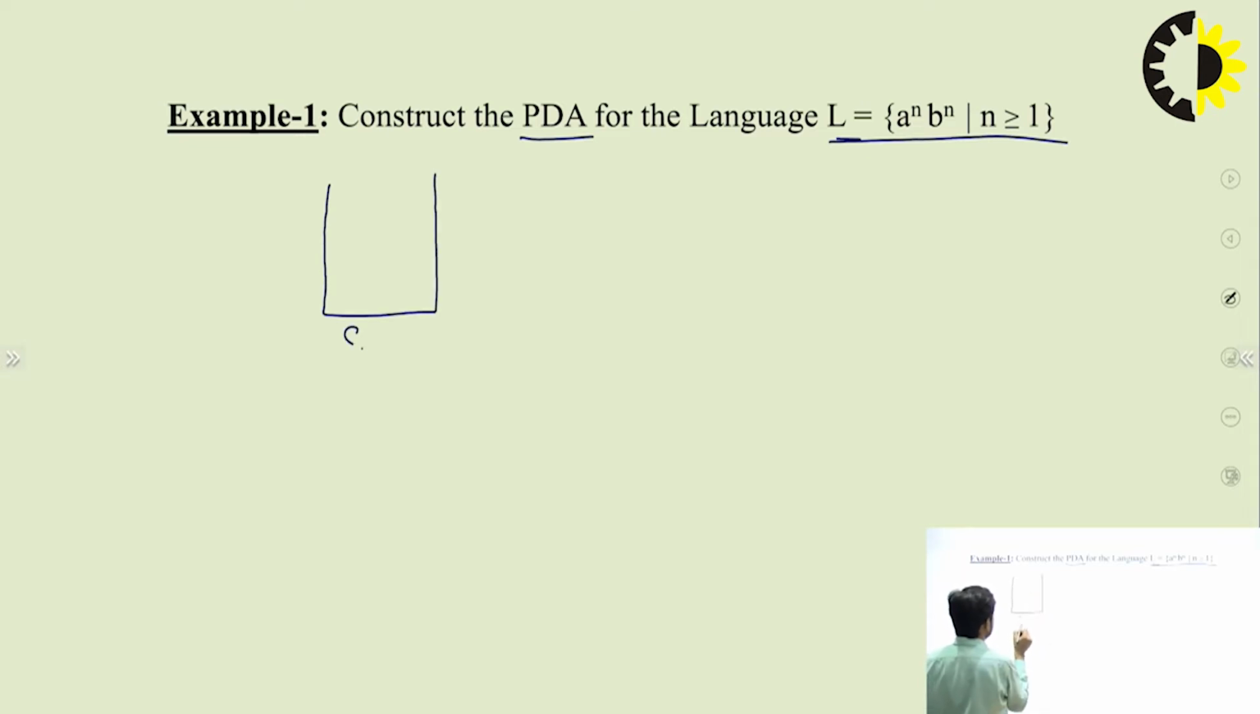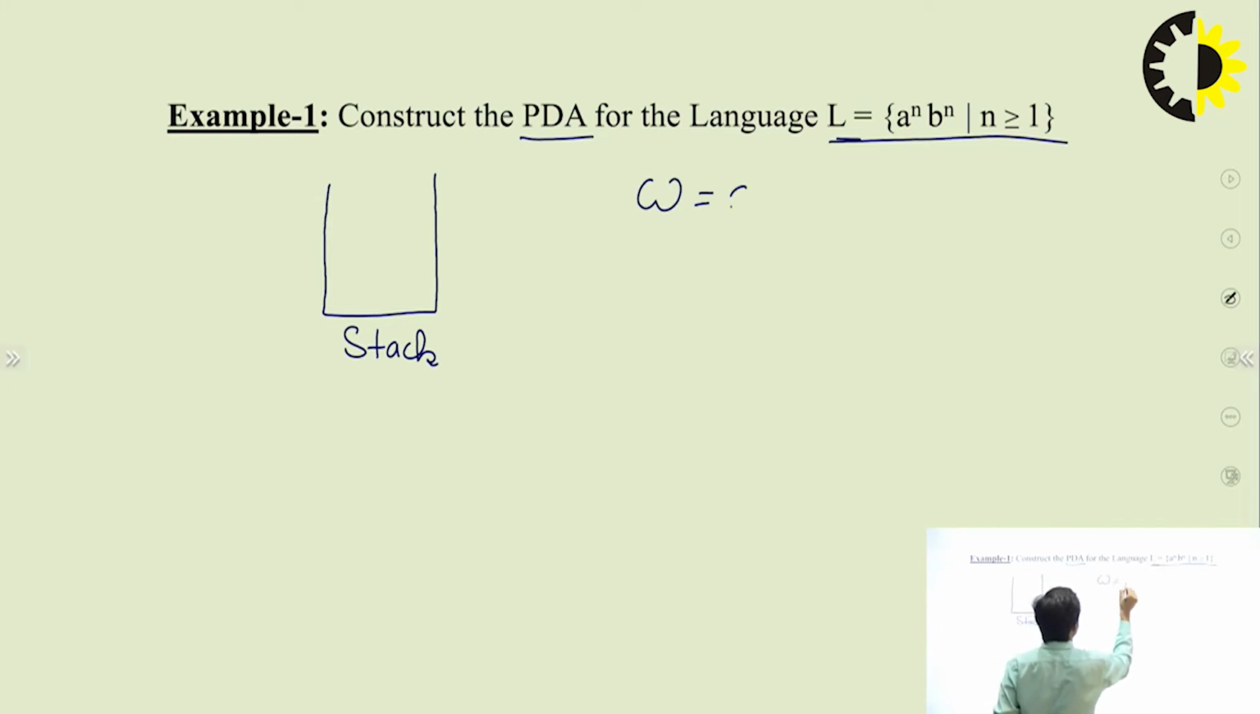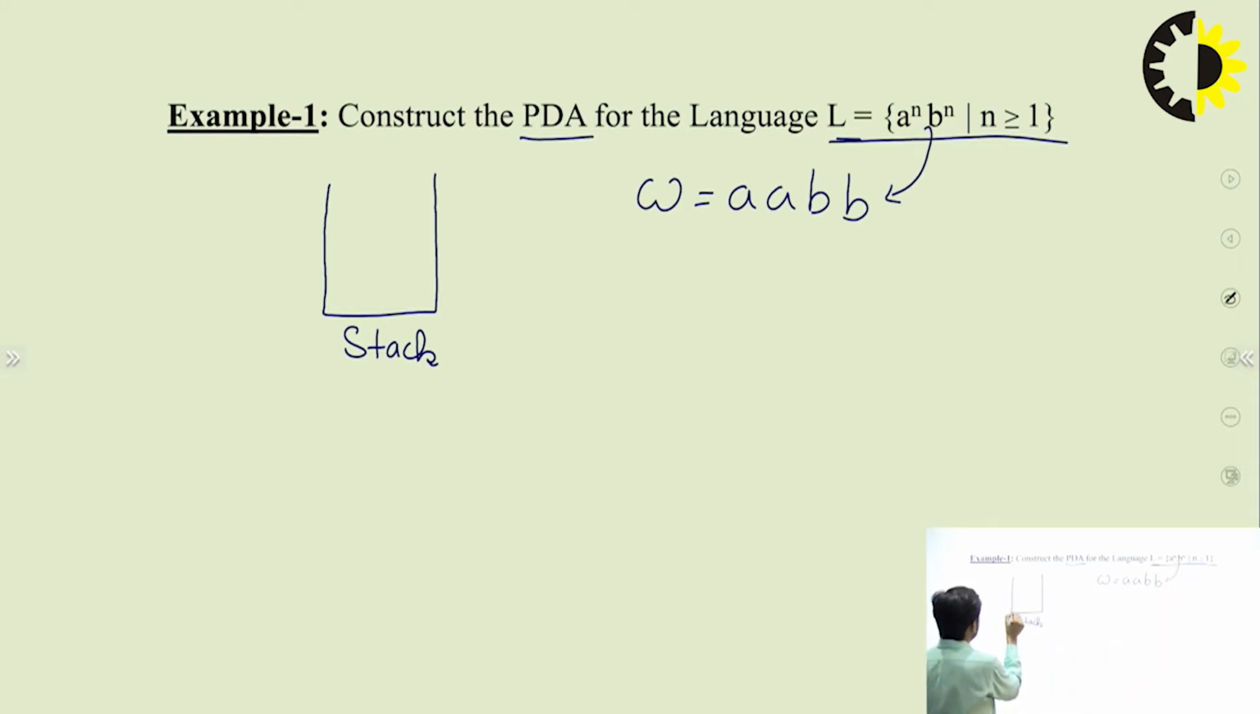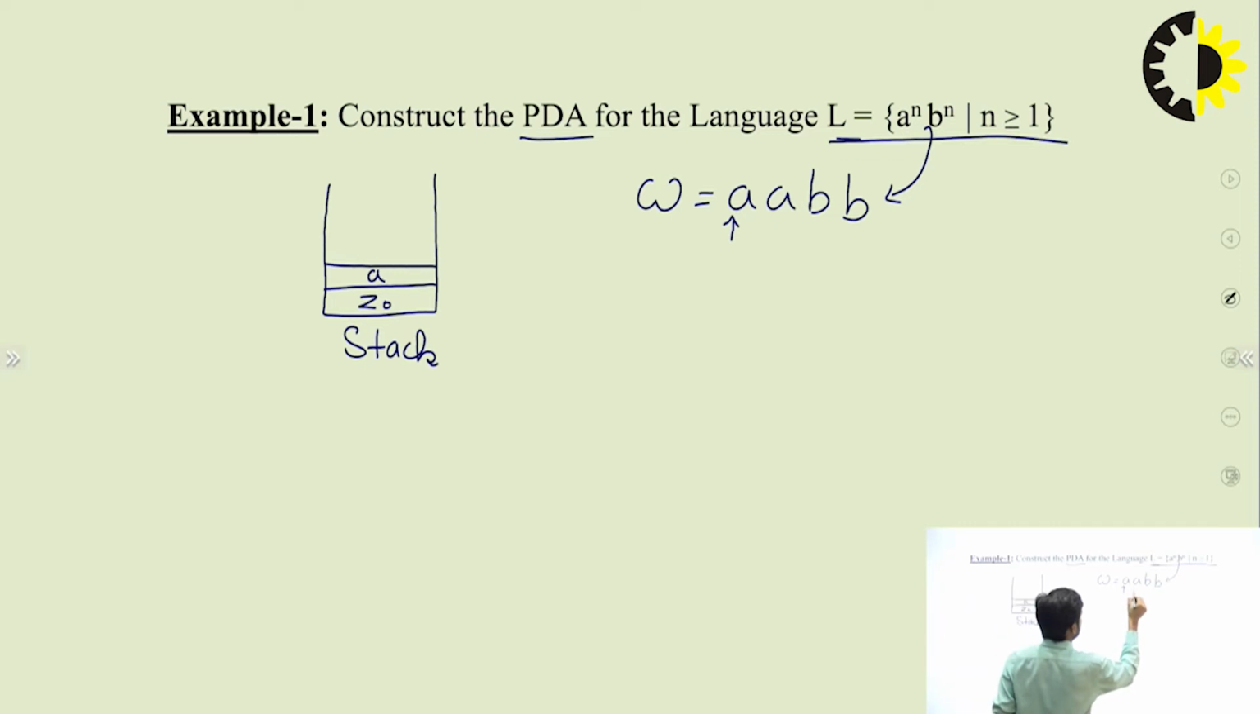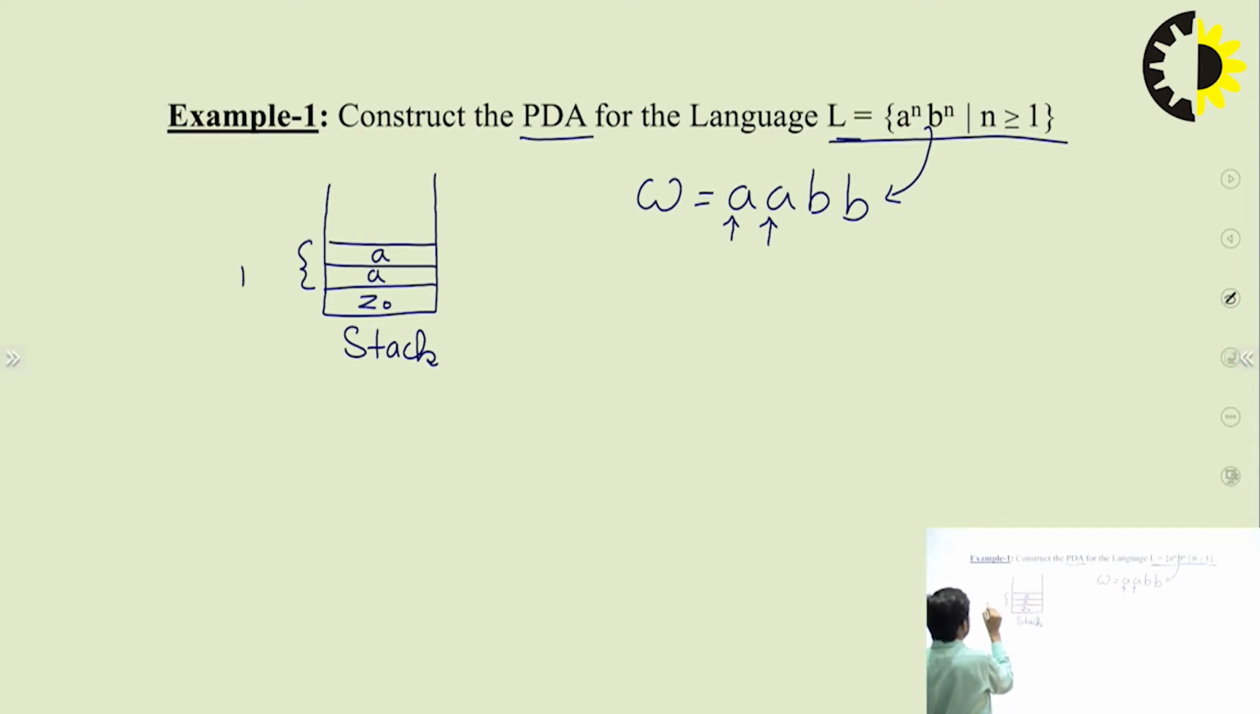So there is a stack. For example, let W equal to AABB, which is equivalent to a raised to power n, b raised to power n. Here is the initial stack symbol. First A comes, then A will be pushed. Now another A comes, top of the stack is A, and now A will be pushed.